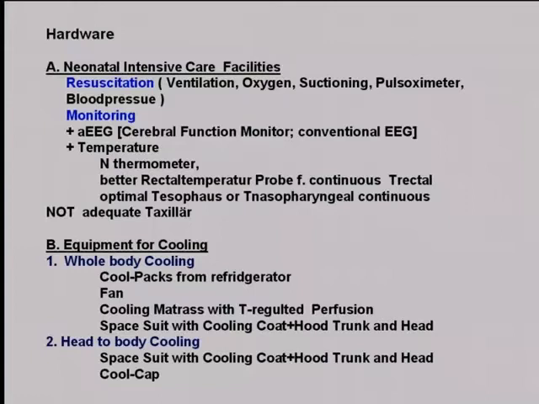For head to body cooling, and please note, it's not brain cooling, not selective head cooling, it's head to body cooling because it's always associated with some sort of systemic hypothermia as well. You can use a cool cap or the spacesuit, I will show.